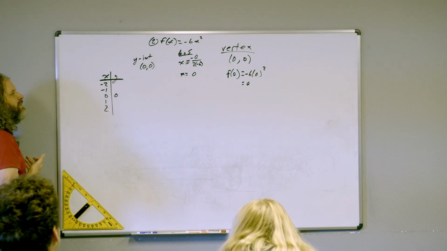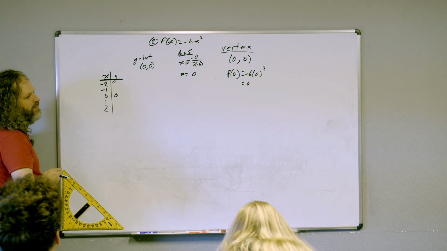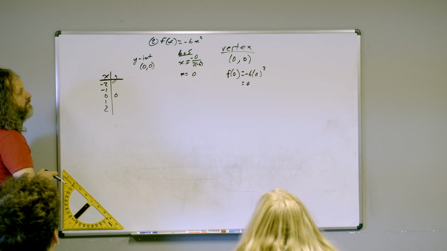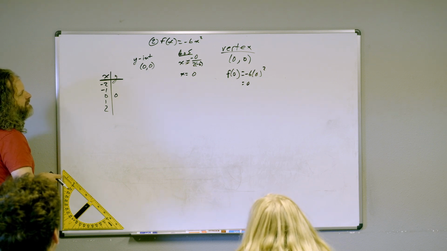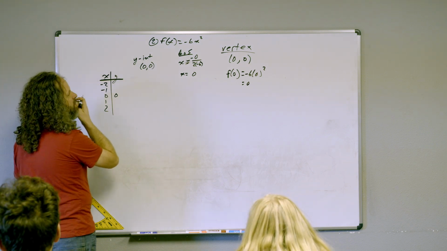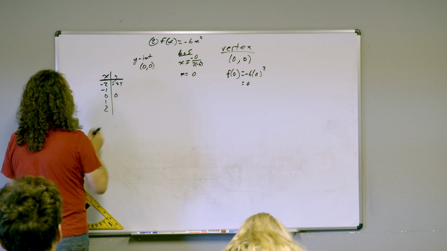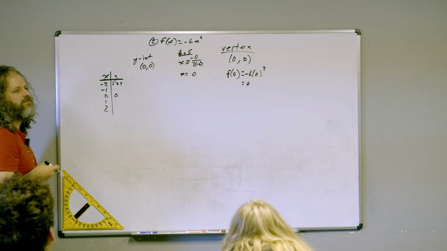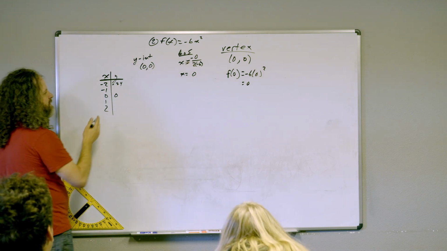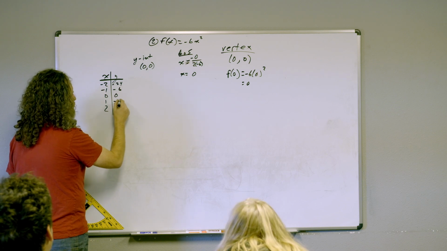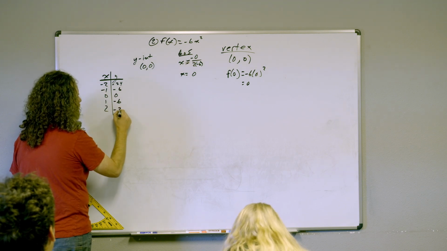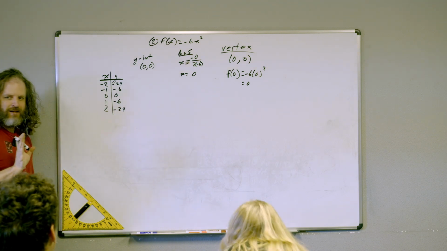It's great. So what's negative 2 squared? 4. 4 times negative 6 is negative 24. Negative 1 squared is 1, times negative 6. And it's symmetric, and that's the vertex. So the other side are just those, right? Easy money.